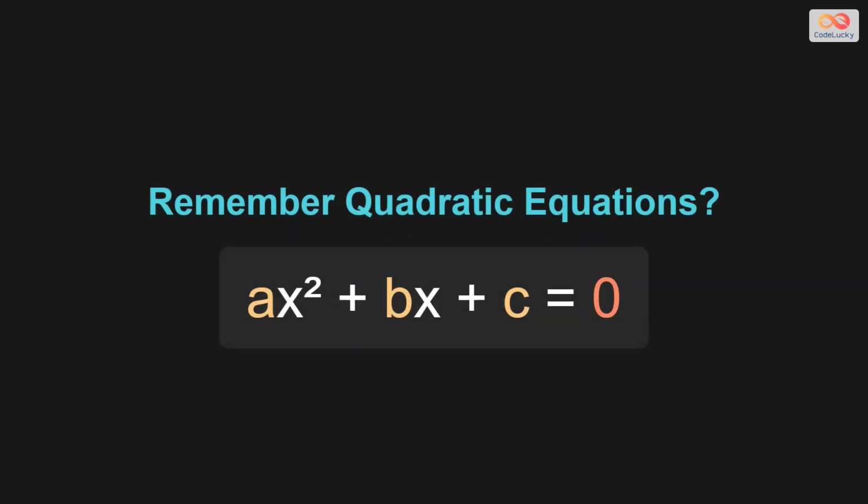First, let's quickly remember the standard form of a quadratic equation. It's written as ax² + bx + c = 0. The letters a, b, and c are coefficients that we use in our calculations.